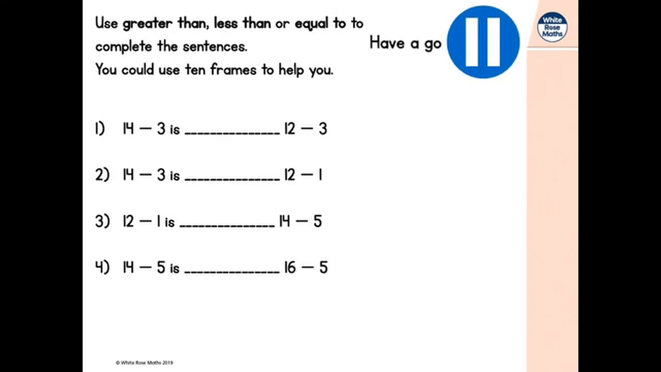Okay, it's your turn to have a go. Remember, using the words greater than, less than, or equal to, you're going to complete the sentences. And if you want, you could use 10 frames to help you. So pause here and have a go, and when you're ready, we'll go through the answers together.